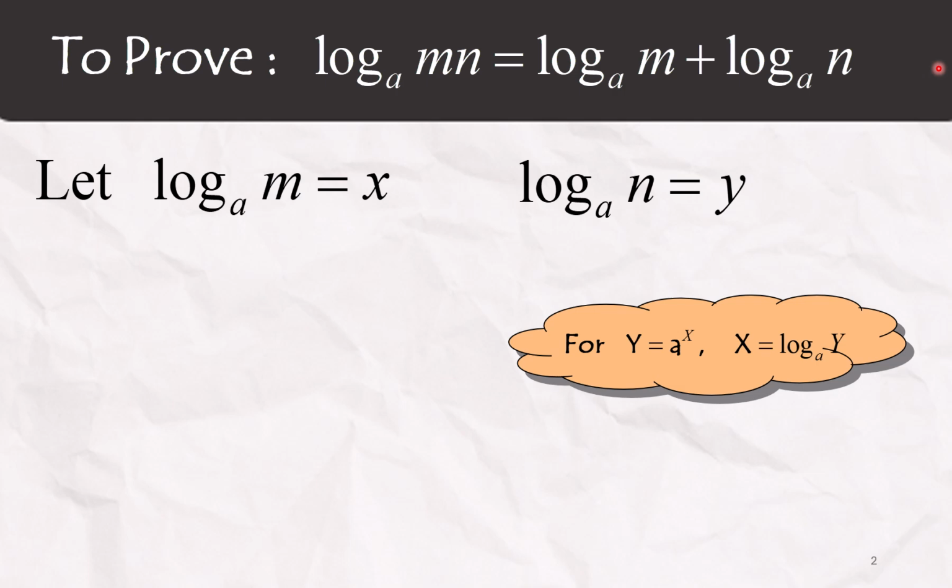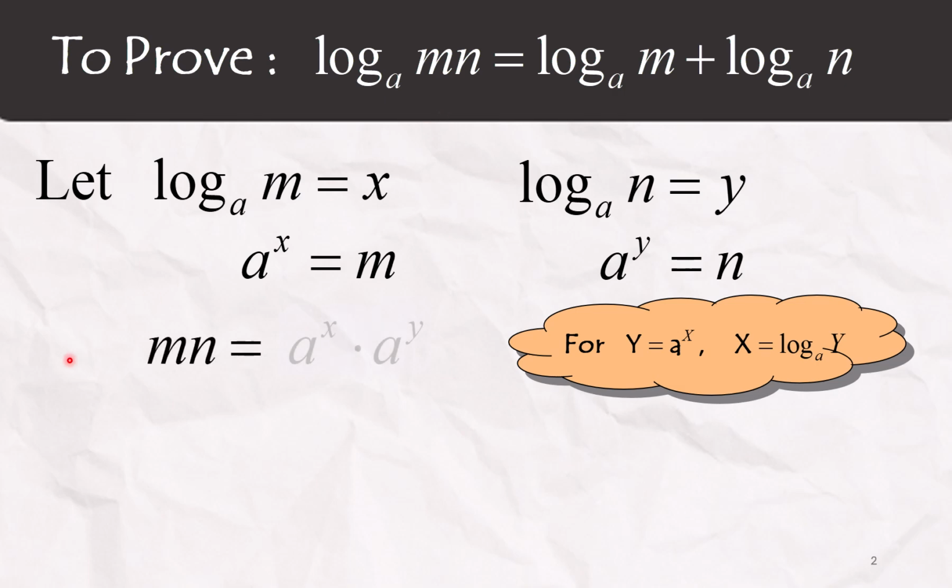So over here, what I'm going to do is rewrite this into index form. So I will have base a to the power of x equals m. Similarly, I can change log base a of n equals y to a to the power of y equals n. Now, since I want m times n, I'm going to put these two together. So m times n will give me a to the power of x times a to the power of y. And if you are familiar with laws of indices, you know that I'm able to rewrite this using law number 1 to give me a to the power of x plus y.